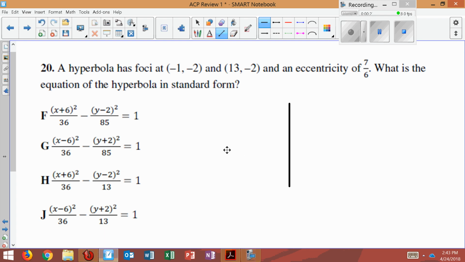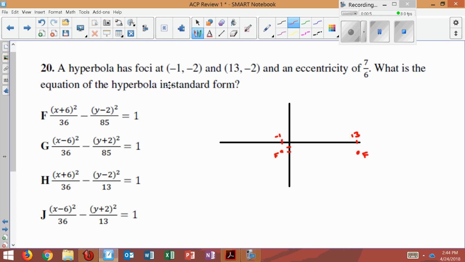We have foci. Now remember, foci are like the reflection points. They're always within a conic section. At (-1, -2), which means left 1 unit, down 2 units, we have a focus right there. The other focus occurs 13 units to the right, and also 2 units down. And here's my other focus.